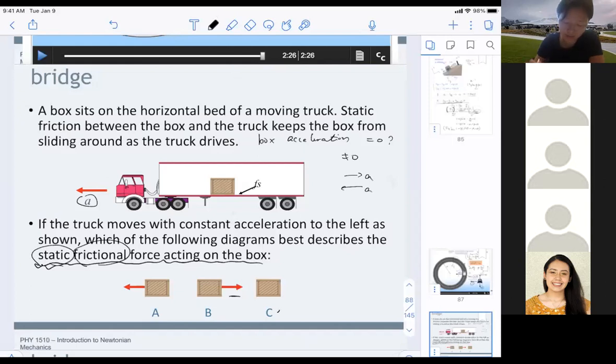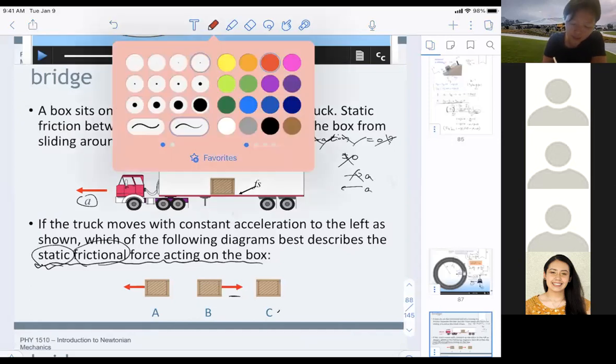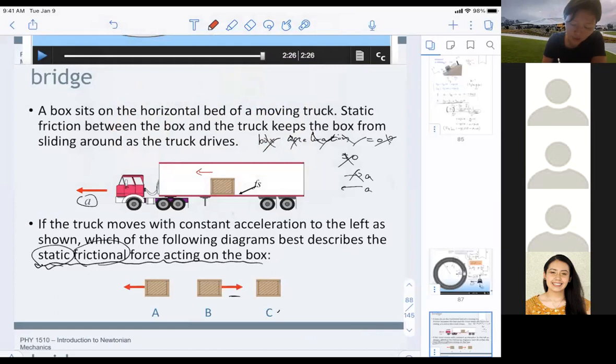It has to be to the left, just like the truck, because otherwise it will be sliding backwards because the truck is going forward. So even though it is not explicitly telling you, we know implicitly the acceleration of the box is also to the left. So there must be a force, the net force acting on the box must be to the left, right? So let's analyze the forces. Obviously, we have the weight of the box, and we do always have the normal force.